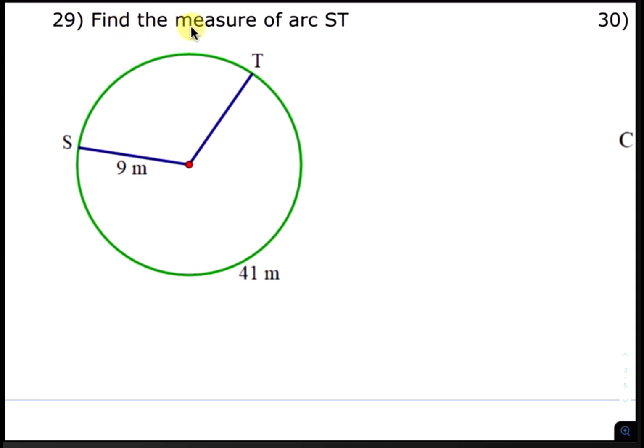For number 29, it says find the measure of the arc ST. First we can find the arc length of ST because we know the arc length of the major arc is 41. So the arc length of ST would be the circumference minus the arc length of 41. The circumference is 2 times 9 times pi, or 18 pi, and then subtract the 41 from that. So the arc length of ST is 18 pi minus 41.